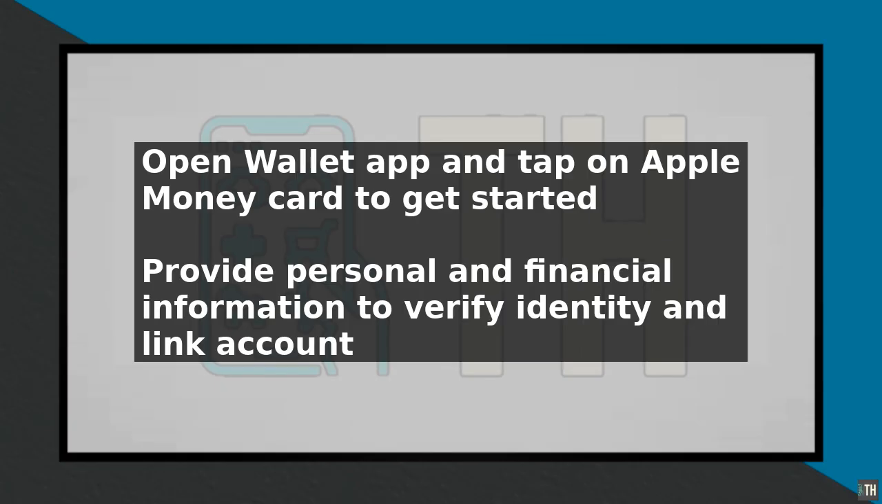Once your Apple Money account is set up, you can add money to it by linking a bank account or debit card. You can also receive money from friends and family by having them send it to your Apple Money account. To send money, open the Messages app and start a new conversation with the person you want to send money to. Tap on the Apple Pay button and enter the amount you want to send.